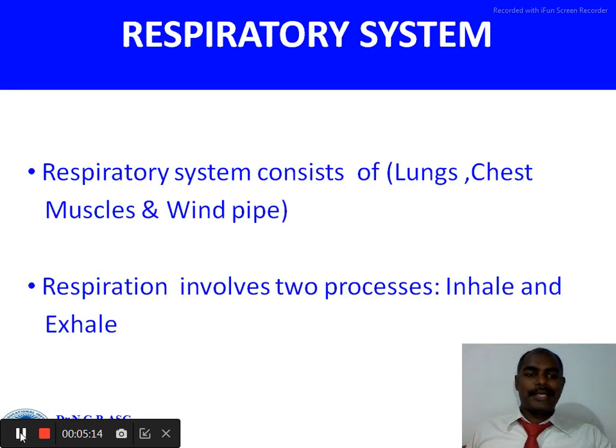The respiratory system consists of the lungs, chest muscles, and windpipe. And respiration involves two processes, one is inhale and the other is exhale. Inhale means the air which is taken inside our lungs, and exhale is the air which comes out; that process is called exhale.